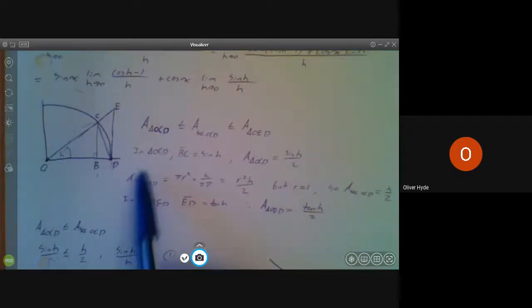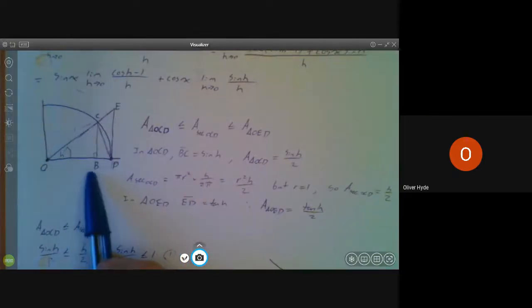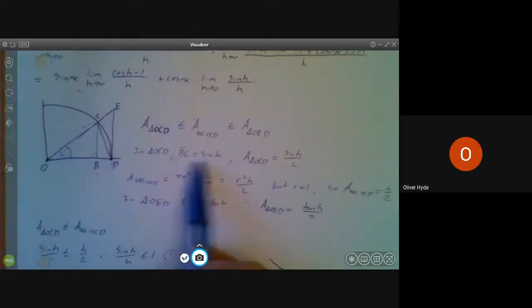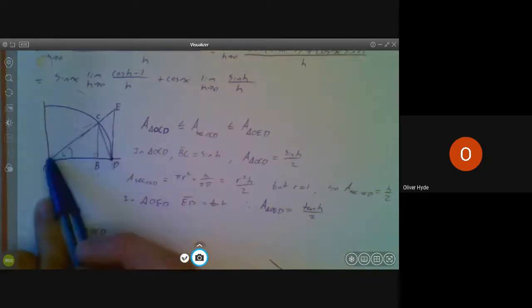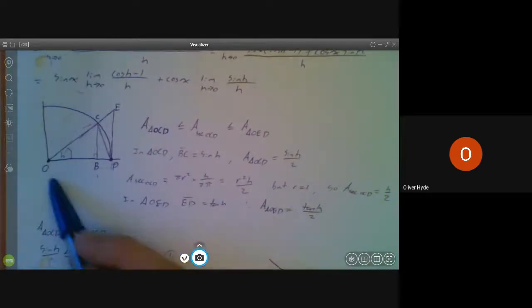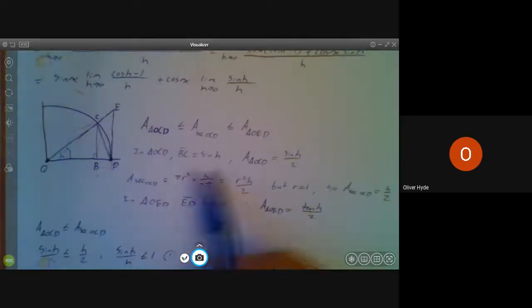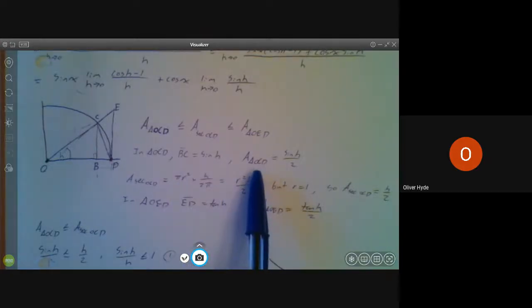In the triangle OCD, side length BC is going to be given by the sine of h. You can say sine of h is that length divided by that radius. I've just rearranged right there. Sorry, this is a unit circle. It's of radius 1. That's why you don't see the 1 there. That helps me build a formula for the area of the triangle OCD. It turns out to be the sine of h divided by 2.